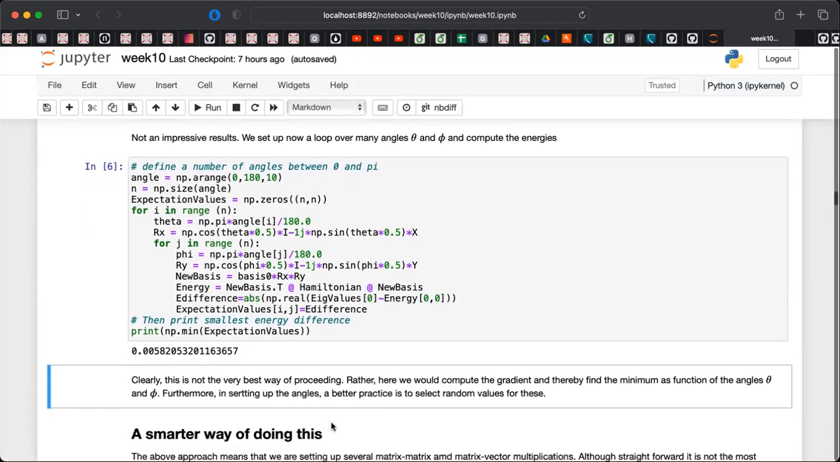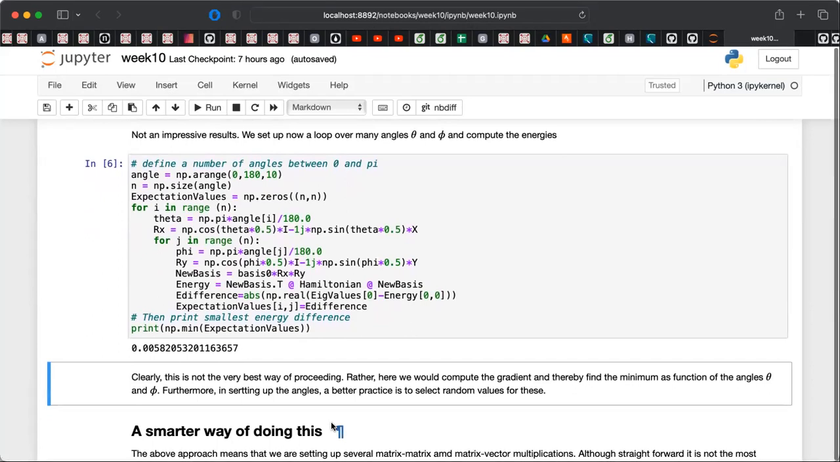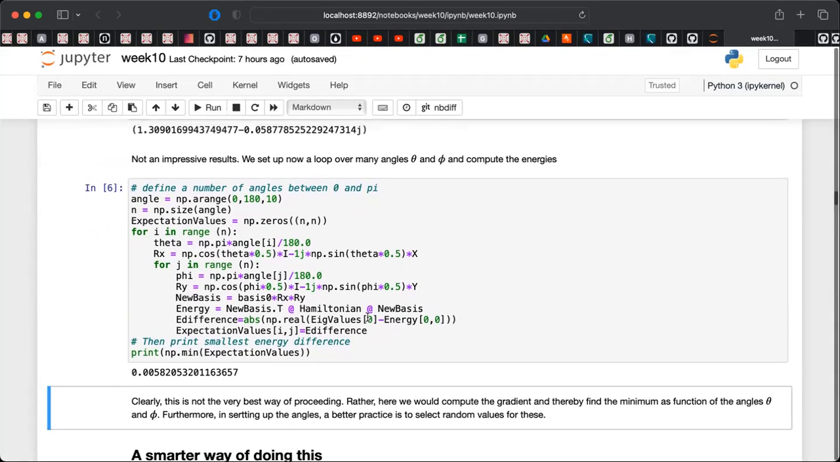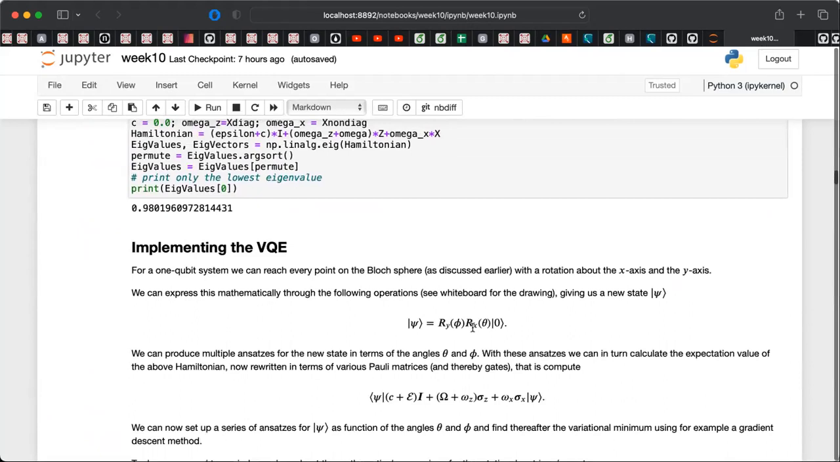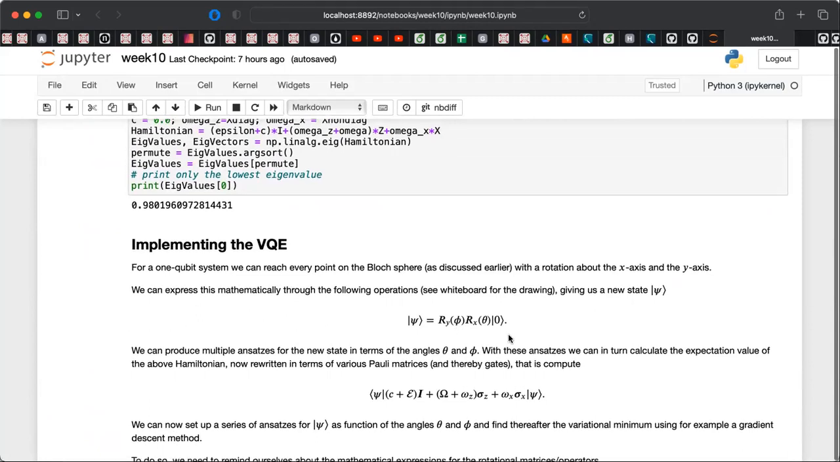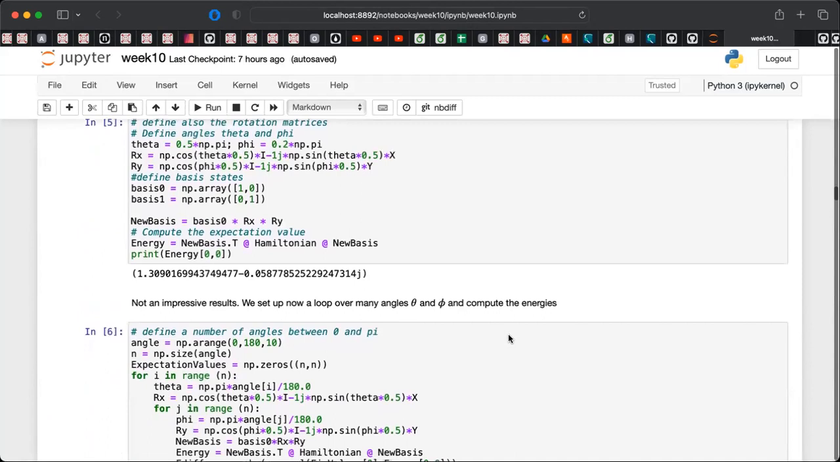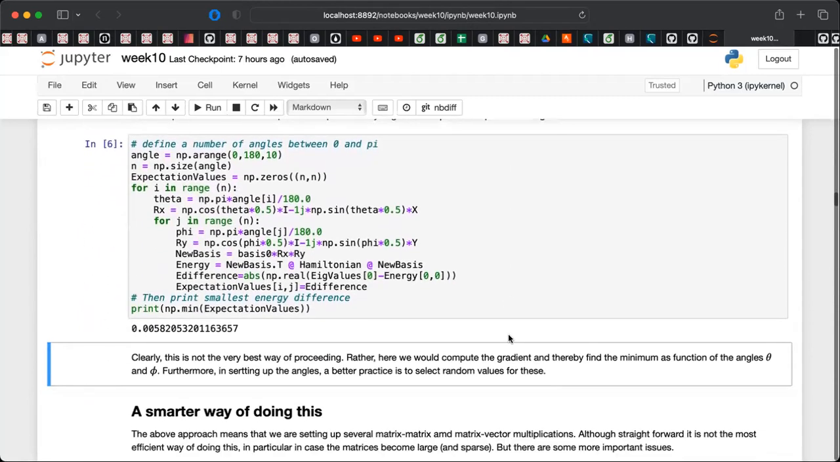Clearly, and this is for you in the project to look at, this is not the best way of proceeding. Rather, what you should do now is, with that specific ansatz which we have, if we go back to the expression, this one, take the derivative of the expectation value of the energy in terms of phi and theta. That means that you would evaluate the gradient.